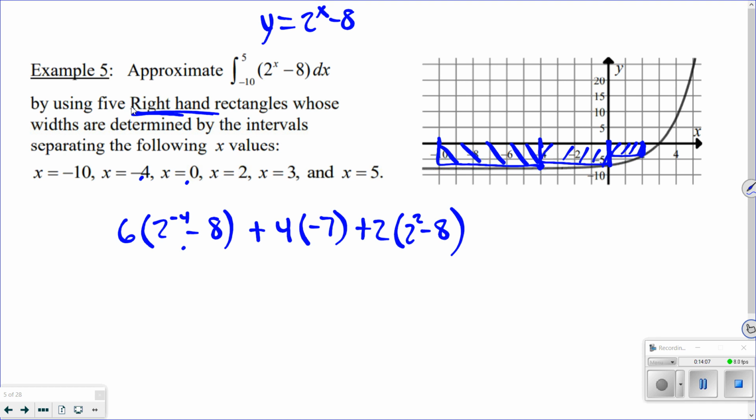The next one's going from 2 to 3. So that's right here. So I'm going to go plus 2 times, right? It looks like I'm going to get 0, aren't I? It'd be 2 times 2 to the third minus 8. Right, my height is 0. 2 to the third is 8. 8 minus 8 is 0. Oh, that should not have been 2, though. I'm sorry. That's a width of 1.